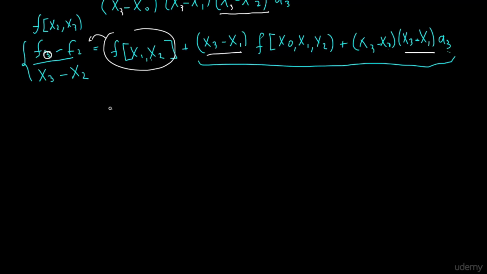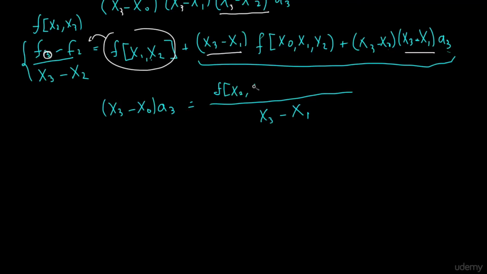So we get x3 minus x0, a3 on the left. I'm just going to swap these things around. So we'll have x3 minus x0 multiplied by a3. And on the right-hand side, we have the following. Remember, we divided everything by x3 minus x1. And here we have a divided difference between x2, x3 minus the divided difference between x1, x2, minus the second divided difference x1, x2, x3. There we go.